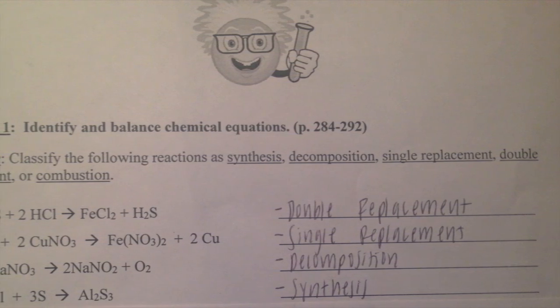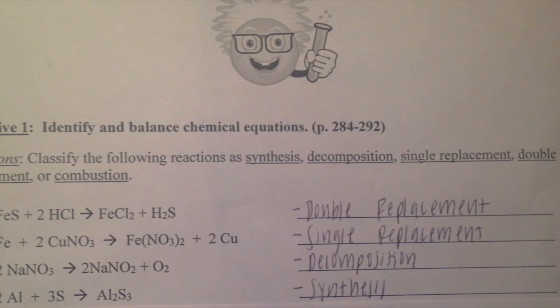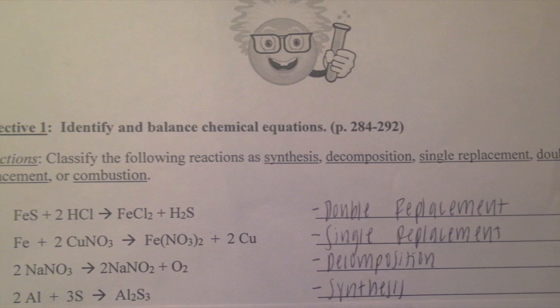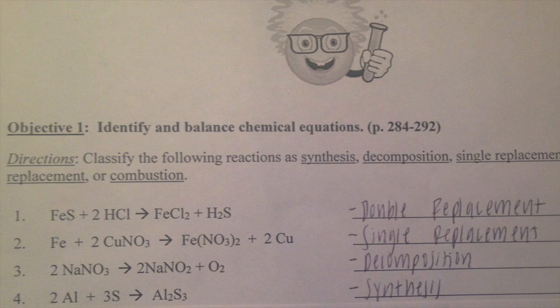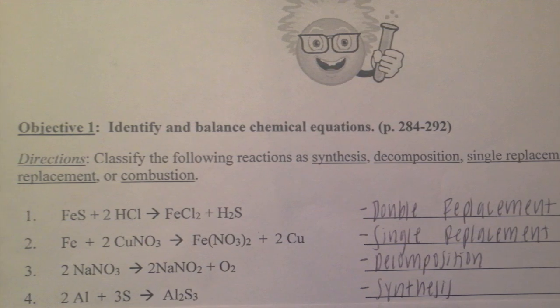And then for problem 4, you have the formation of a binary compound in Al2S3 from 2 individual elements, so you know right off the bat that this is synthesis, because if you look on your reference sheet, the formation of a binary compound is only under synthesis.